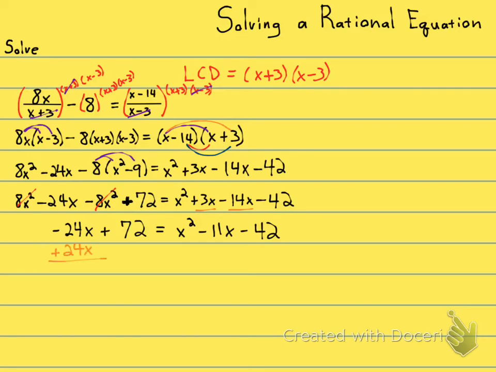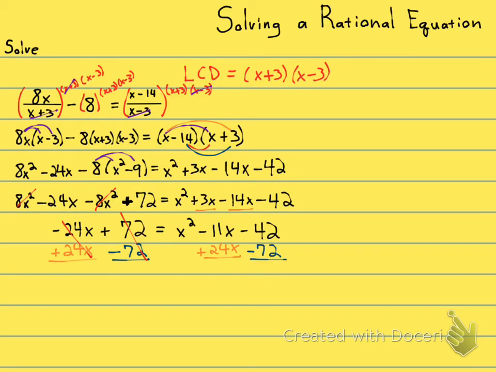So on the left-hand side, I want no x's. If I add 24x, these two will cancel out. And if I add 24x to the left, I have to add 24x to the right. I don't want any more 72. So to get rid of a 72, I'm going to say minus 72. And that will cancel out, 72 minus 72. So I will have a 0 on the left-hand side now. And if I subtract 72 from the left, I need to subtract 72 from the right.